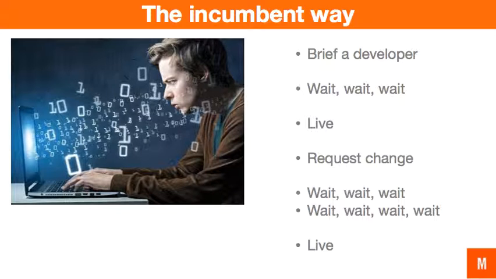So how were calls to action set up before? You would brief a developer and you would normally wait and wait and wait. Eventually it would go live, but it wouldn't be quite how you wanted it, so you would have to request a change. That would lead to more waiting, and eventually it would go live again. So this process is slow, and to change small things like the color or a little piece of text on the call to action, it takes a long time. So you're reluctant to try and improve things.